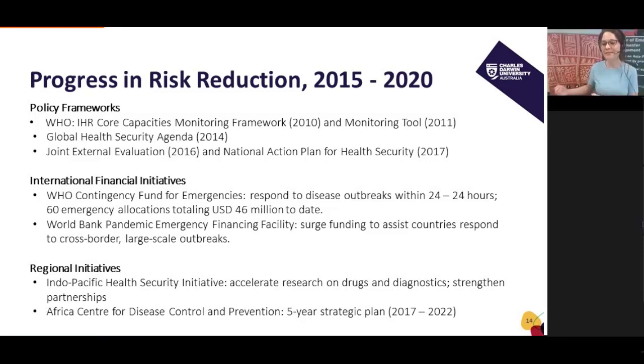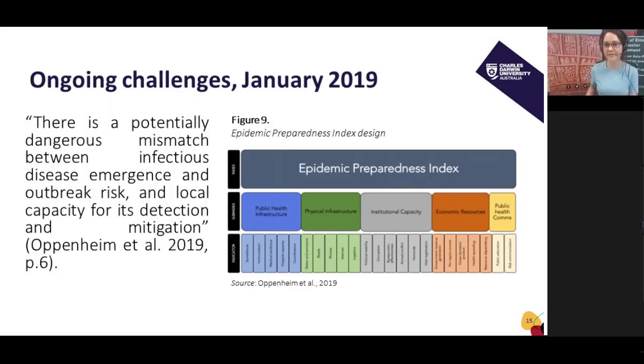So it will be specific for each country and based on the gaps identified in that National Action Plan for Health Security. But it's also important to recognize that these frameworks and policy initiatives that have been created are not free from criticism. And so some scholars in 2019 developed an epidemic preparedness index that aimed to overcome some of the limitations of those frameworks. Does that answer your question, Mona?